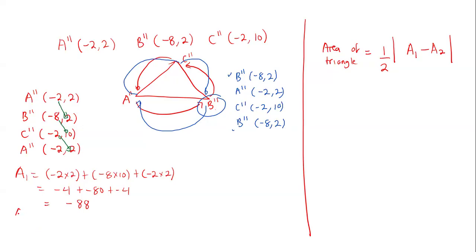Then to obtain A2, I'm going to work with the minor diagonal. I'll multiply these in that order and also multiply that. So A2 is going to be 2 times negative 8 plus 2 times negative 2 plus negative 2 times 10. This will give us negative 16 plus negative 4 plus negative 20. When you add 16 and 4, this is 20, plus 20, which gives us negative 40.